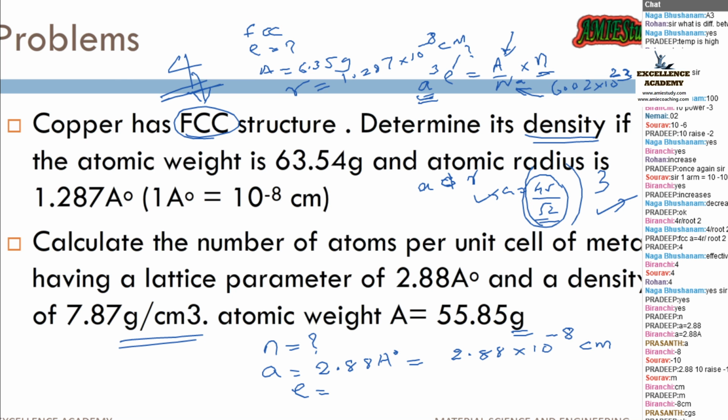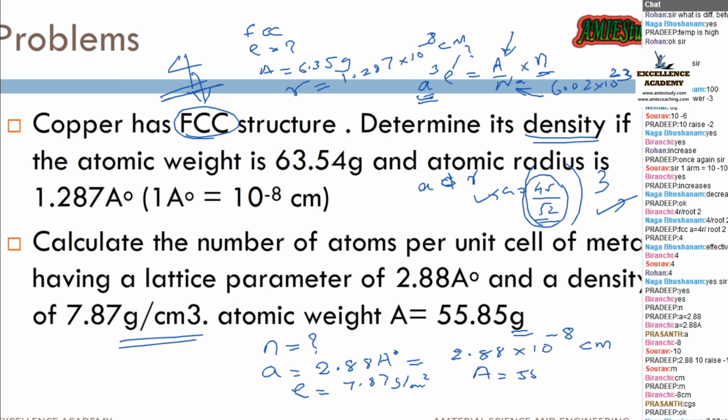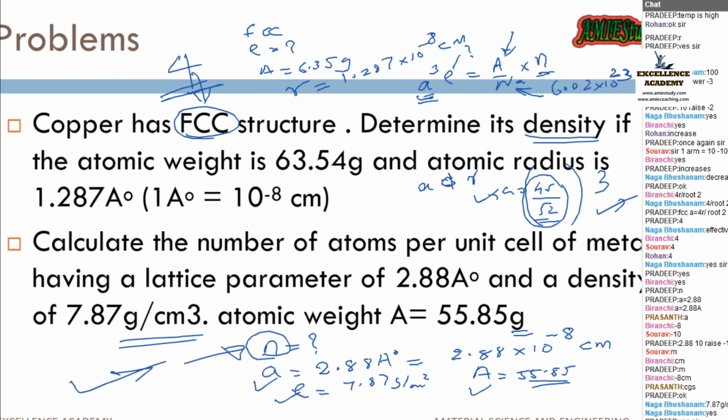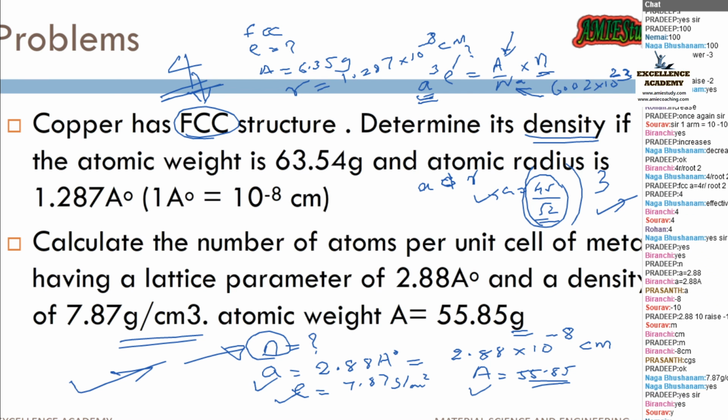Density rho is given there. Rho equals 7.87 gram per centimeter cube. And atomic weight A is given there, yes, 55.85. Can you find out the value of n? Everything is given there: a is given, rho is given, and capital A is also given, isn't it? So a cube rho is equal to A by Na into small n. That small n can be easily found out. Clear to us? Yes.